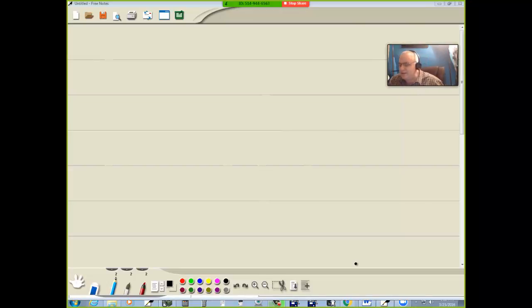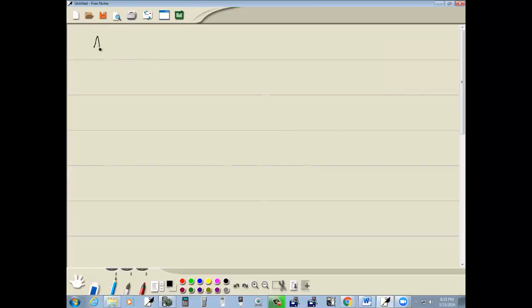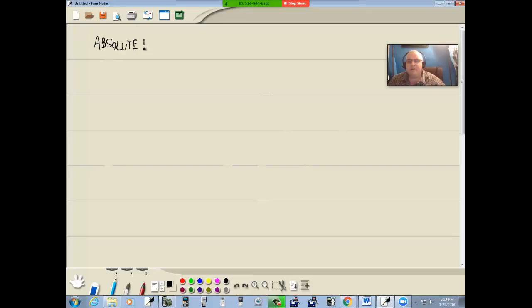Okay, let's take a look at section 3.5, solving equations and inequalities with absolute values. Now, first thing we'll take a look at is our absolute value equations. And this says if you got something inside an absolute value equal to something else.